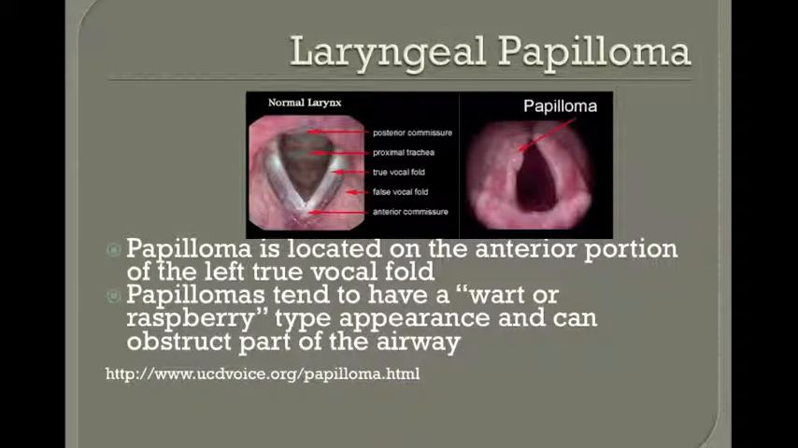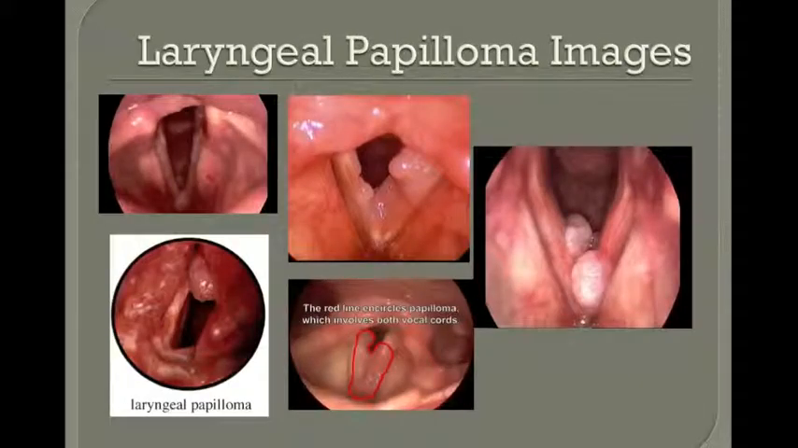This image shows where a papilloma is located. The papilloma is located on the anterior portion of the left true vocal fold. The papillomas tend to have a wart or raspberry type appearance and can obstruct part of the airway. Here are some different images of the laryngeal papilloma.